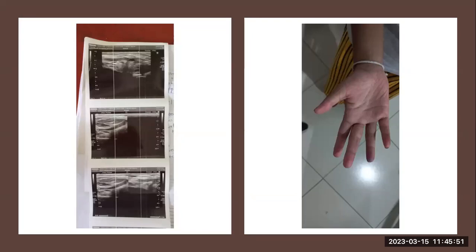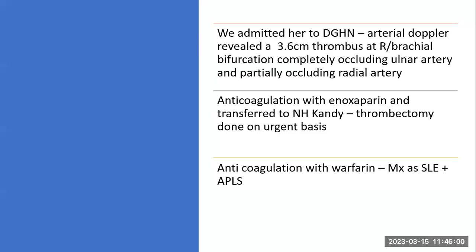Immediately we admitted her. The picture on your left shows some bluish discoloration of her ring finger, which is not very clear here. Then we did a Doppler scan on the right hand, which showed a 3.6 centimeter thrombus at the right brachial bifurcation, completely occluding the ulnar artery and partially occluding the radial artery. Thankfully, the circulation was maintained by collaterals, so the limb was salvaged because of the collateral circulation.